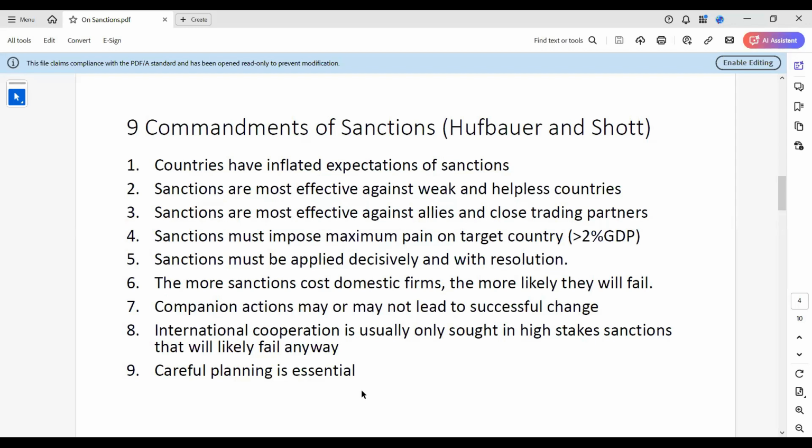Here are 9 commandments. I'm not going to go through all of these. These are 9 commandments for sanctions. If you want to have a more effective sanctions regime, these are things you need to pay attention to. The big ones here are that they're most effective against weak and helpless countries. If a country has a zillion trading partners, they're not going to be concerned about your trade sanctions. They won't work if you impose trade sanctions on a country.